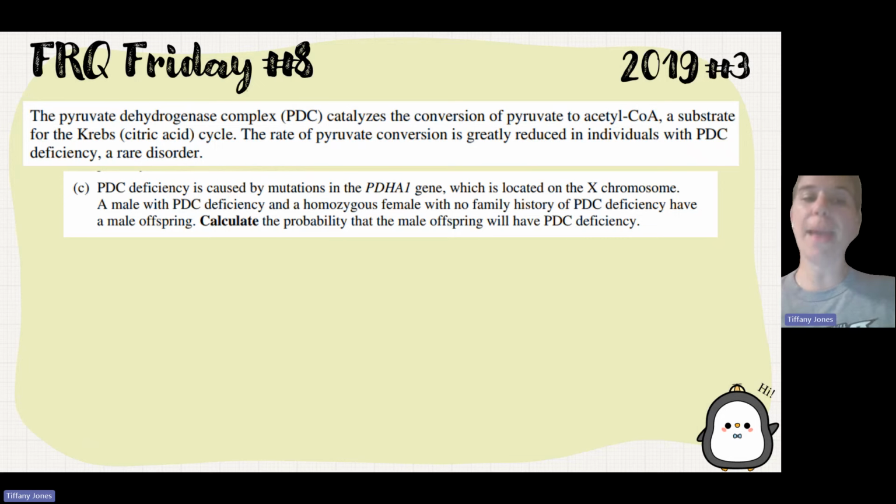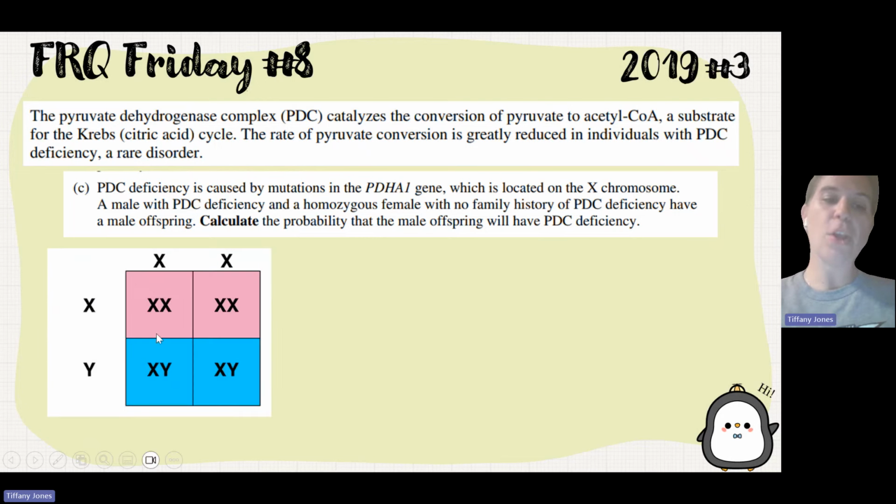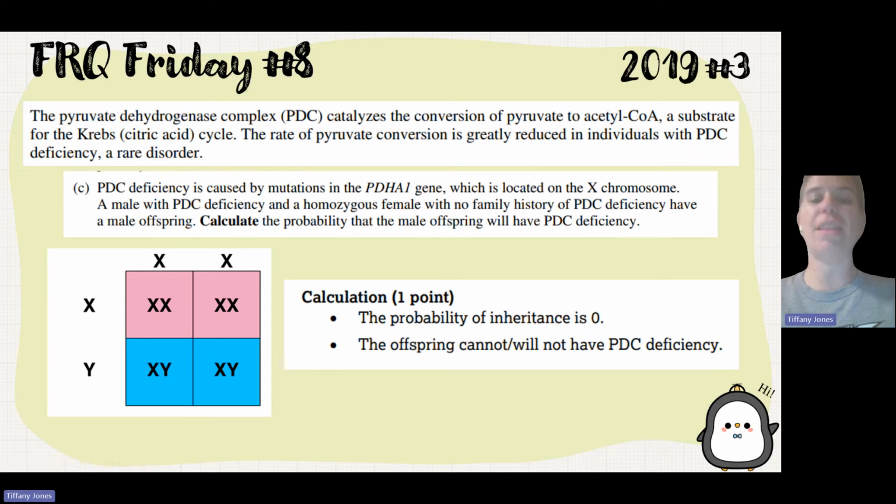They're saying that the male has the mutation on its X chromosome, while the female has no mutation on their chromosomes, which is why it's called homozygous, because there are 2 of the same allele. And it says no history, which means that there is no allele for the PDC deficiency in the female. If you were to do a cross between a female and a male, you're going to find that the only way to get a male offspring is for the male to pass on the Y chromosome, which means that his faulty X chromosome, his X that has a mutation, was not passed on. So there's a 0% chance that the male offspring is going to end up with this trait.